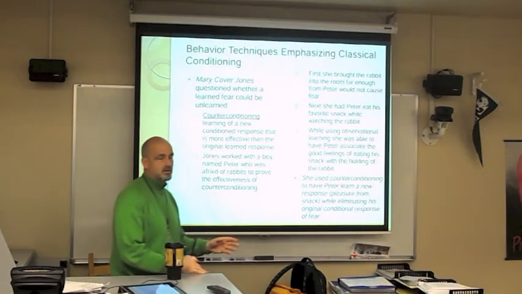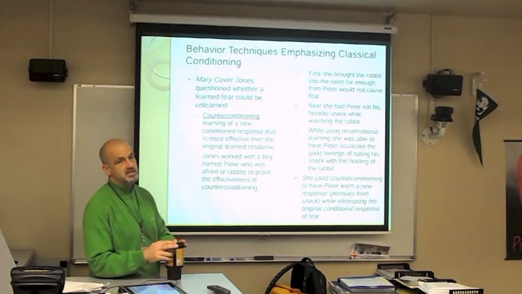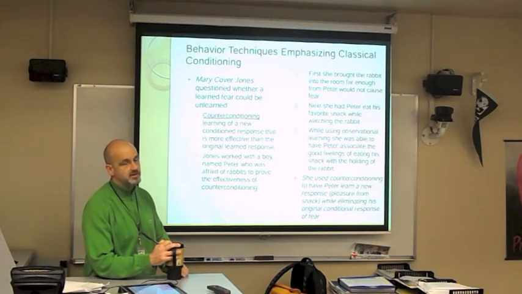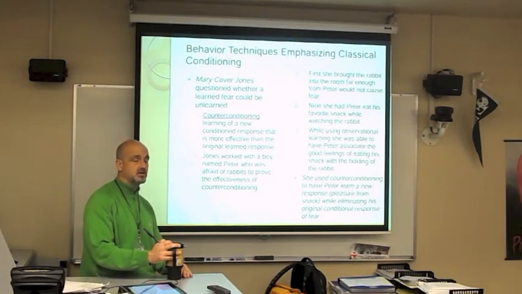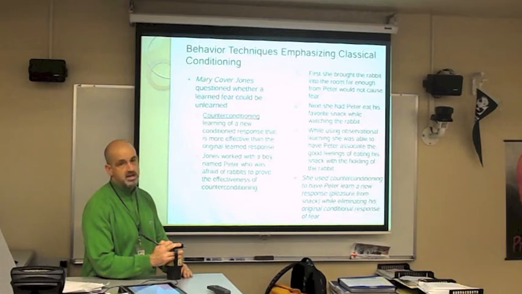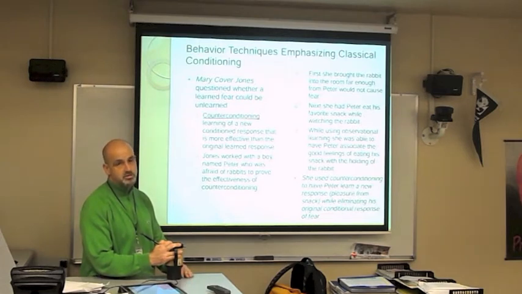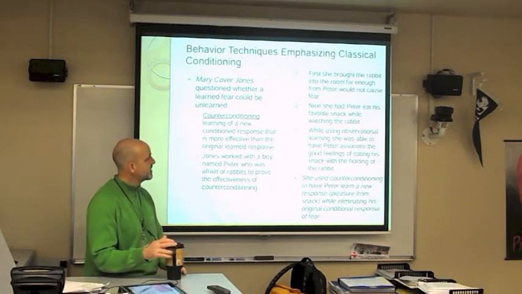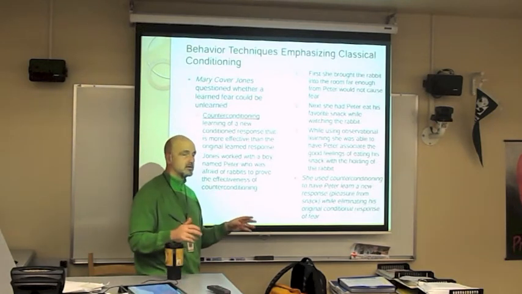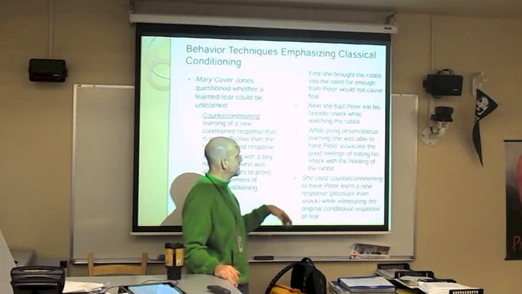Now, again, the fear is a conditioned response. He learned to be afraid of a rat, or afraid of this rabbit. Why did he learn to be afraid of a rabbit? Probably because, very similar to little Albert, he associated the rabbit, which was probably a neutral stimulus, with something that was very fearful. Okay?